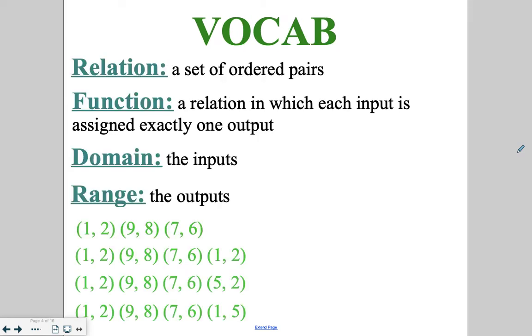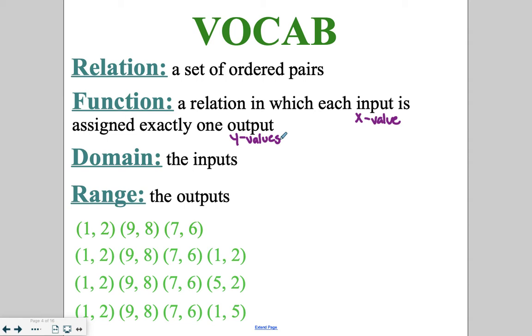So the first thing we're going to talk about is a relation is a set of ordered pairs. So any list of ordered pairs that you could put onto a graph in any order, doesn't matter to the numbers, that's a relation. A function is a specific type of relation where each input, so each x value, has exactly one output, the y values. So everything that we put in is going to have one specific answer that comes out.